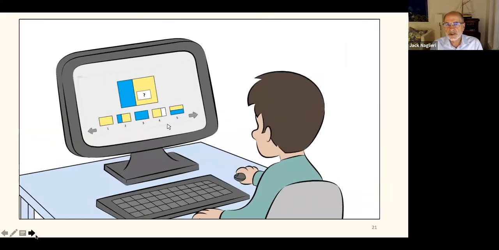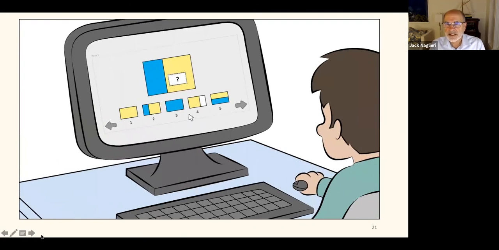And of course, we always want to make it easy for the student to understand. If they make a mistake, just change it and move on. So that's the nonverbal scale.